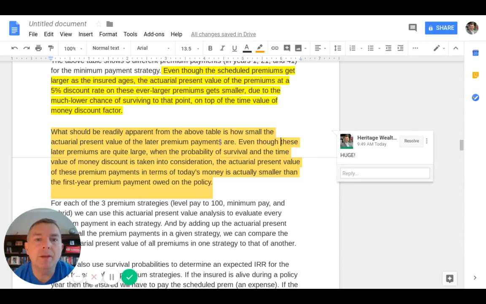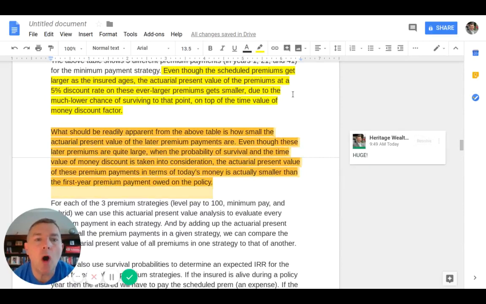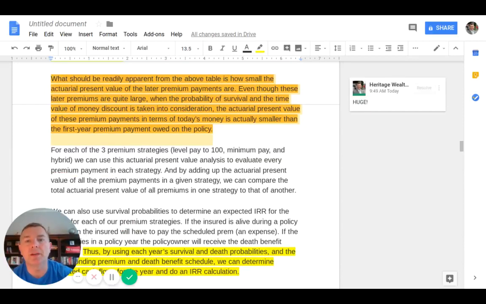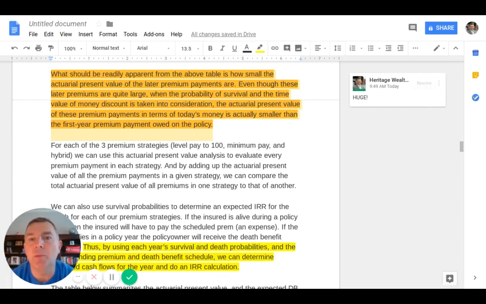What would be readily apparent from the above table is how small the actuarial present value of the premium payments are. Even though these later premiums are quite large, when the probability of survival and the time value of money discount is taken into consideration, the actuarial present value of these premiums in terms of today's money is actually smaller than the first year premium payment over the policy. That is freaking rocket science.